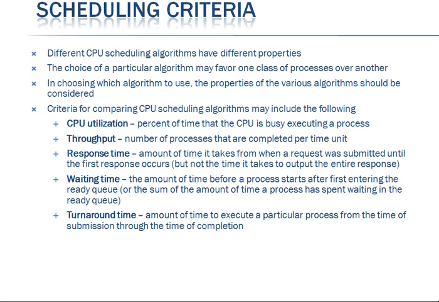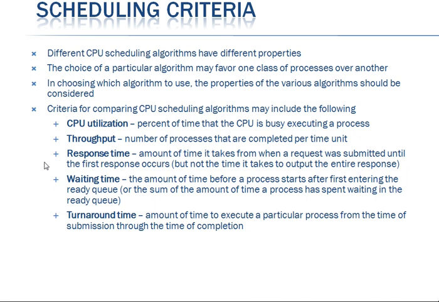The first criterion here is CPU utilization. It is the amount of time that the CPU is busy executing a process. So what percent of time is given for the CPU to be utilized in the best way. That means when a process is under execution, we will consider that time here. The second thing is throughput.